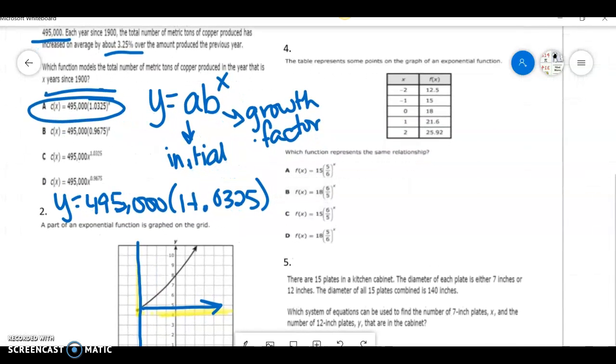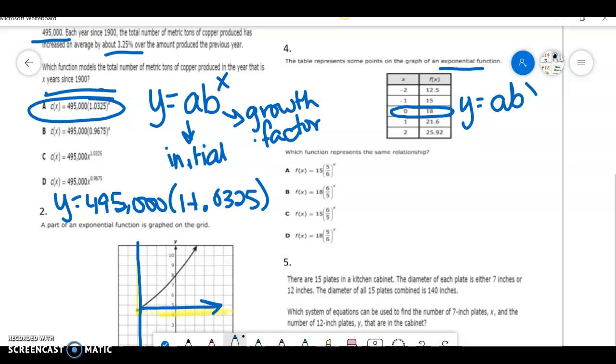Now we have a table that represents some exponential function. What function represents this? So we can do a couple of things before we go to our calculator. So I have my initial, it tells us it's exponential. So again, ab to the x power. So I know it's going to be y equals 18 times something to the x. So I can eliminate C and I can eliminate A. I can see, in fact, that it is growing because as we go down, this is a growth, which means that it has to be letter B.